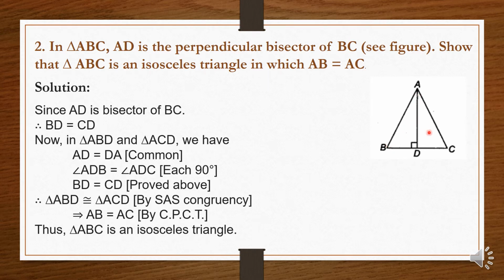Therefore, we can say by CPCT, the side AB will be equal to the side AC, because AB, the first two letters of the name of the triangle, will be equal to the side AC. Therefore, we can say AB equals AC by CPCT. Thus, if this triangle ABC has two sides equal, it will be an isosceles triangle.